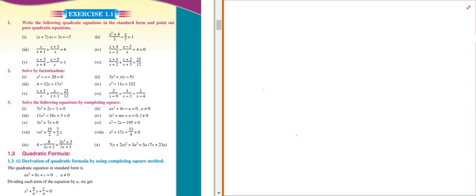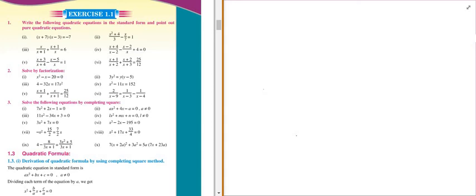Exercise 1.1. Question number 1. Write the following quadratic equations in the standard form and point out pure quadratic equations. Let's recap for the pure quadratic equation. The general form of quadratic equation is ax square plus bx plus c equals to 0, where a not equals to 0. And if b equals to 0, then it becomes a pure quadratic equation.